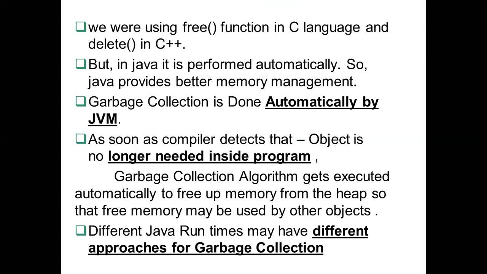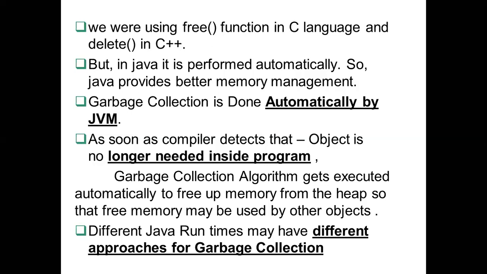Java provides better memory management compared to C and C++. Garbage collection is done automatically by the Java Virtual Machine. As soon as the JVM detects that an object is no longer needed inside the program, it is identified. Garbage collection is actually an algorithm that gets executed automatically to free up memory from the heap, so that memory may be used for other objects in the future. It happens automatically with the help of the garbage collector.